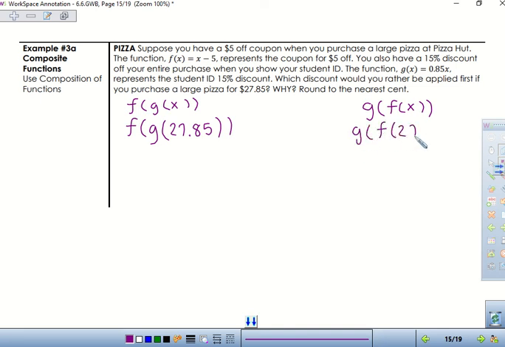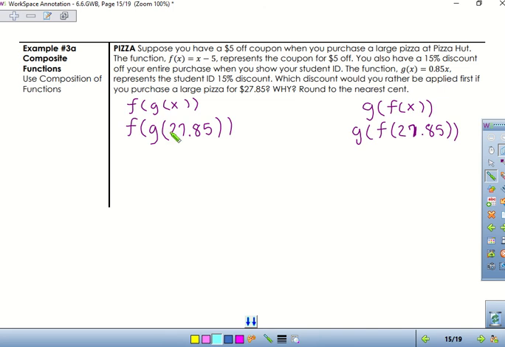So I just want to point out to you guys another way to do composition. When you go about doing composition, you don't have to do all of the algebra stuff first. You can actually do the calculations first. So you can work inside out when there's a number in there. So if I want to solve this one, I'd first want to work inside out. I want to find g of 27.85. How could I find that?